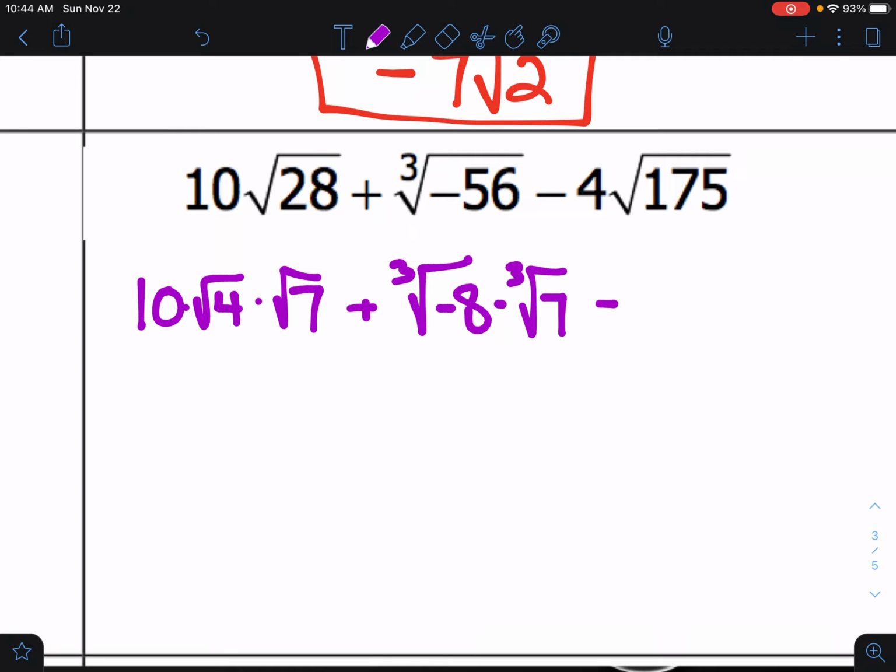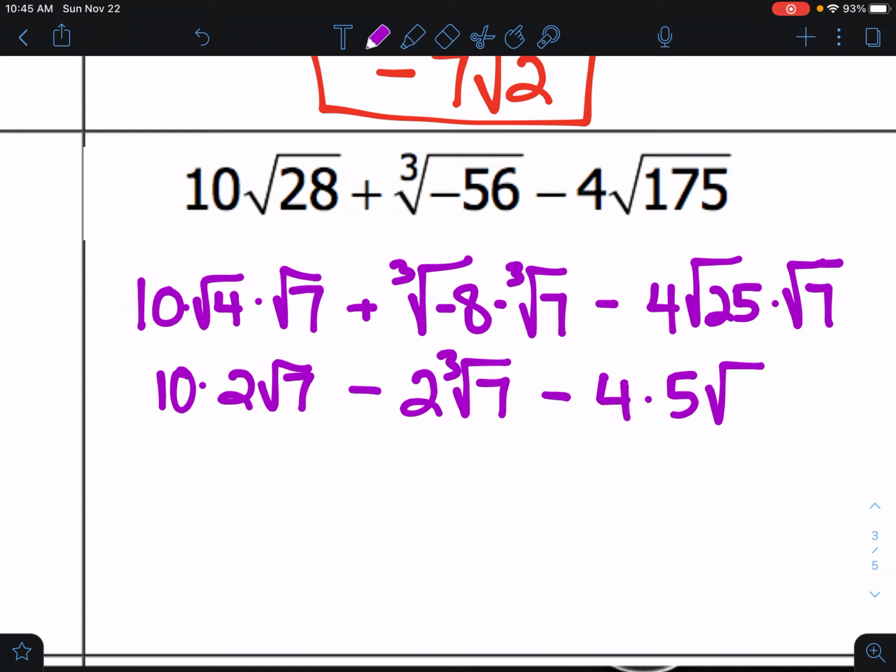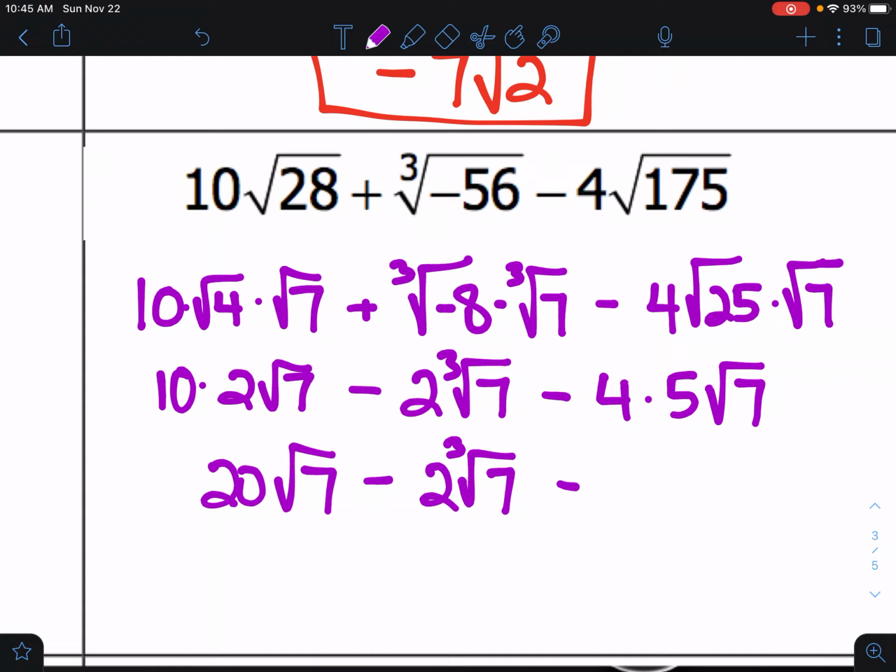And then this would be 25 and 7. So I have 10 times 2 times root of 7. That would be negative 2. So I'm going to say that. And this would be 4 times 5, root 7. All right, so I have 20 root 7 minus 2 times the cube root of 7 minus 20 root 7. Okay, be careful now.